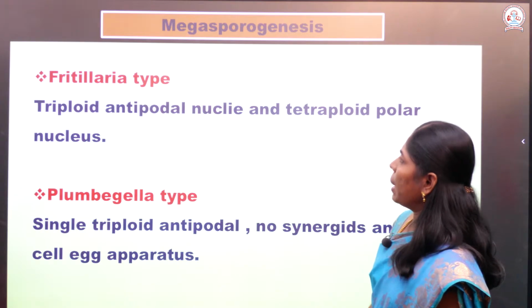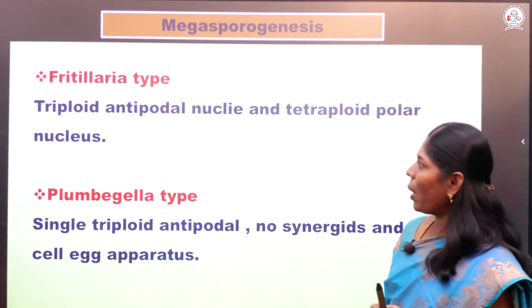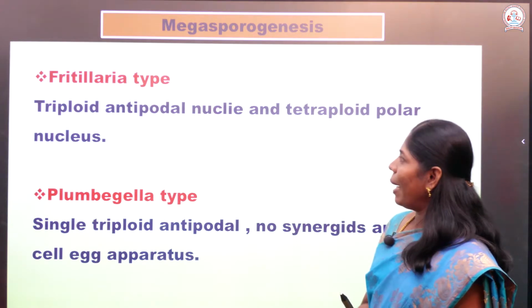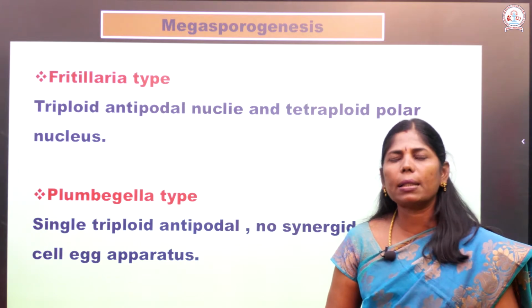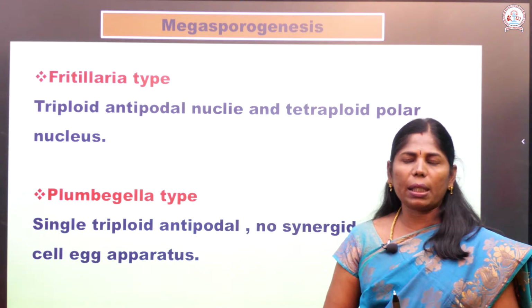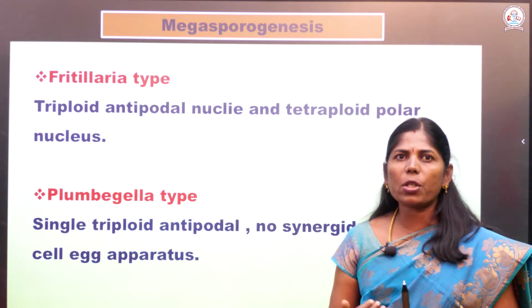And in the Fritillaria type, we can see triploid antipodal nuclei, and tetraploid polar nuclei are present. Triploid is the result of triple fusion. So from the triploid, the endosperm is formed.